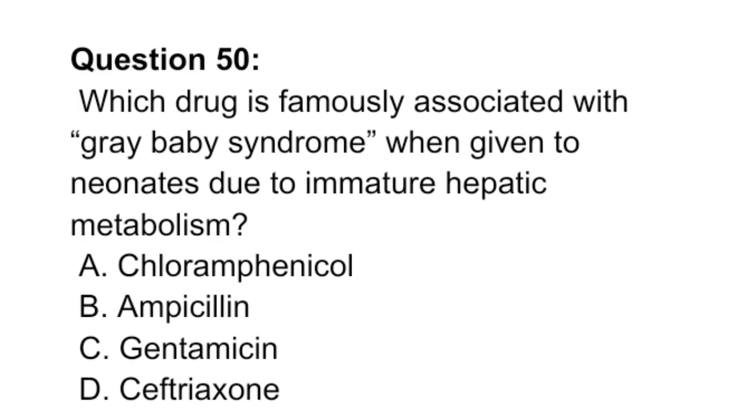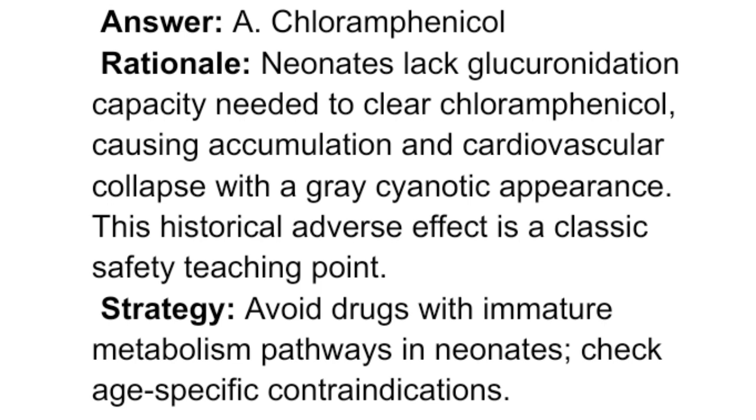Question 50. Which drug is famously associated with gray baby syndrome when given to neonates due to immature hepatic metabolism? A. Chloramphenicol. B. Ampicillin. C. Gentamicin. D. Ceftriaxone. Answer: A. Chloramphenicol. Rationale: neonates lack the glucuronidation capacity needed to clear chloramphenicol, causing accumulation and cardiovascular collapse with a gray cyanotic appearance. This historical adverse effect is a classic safety teaching point. Strategy: avoid drugs with immature metabolism pathways in neonates, check age-specific contraindications.